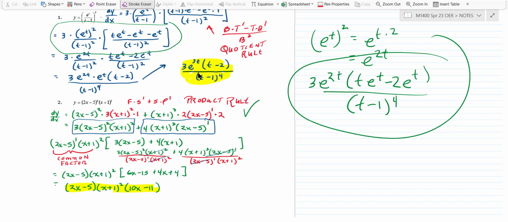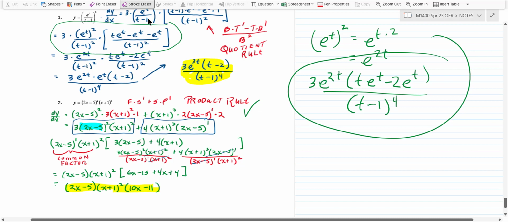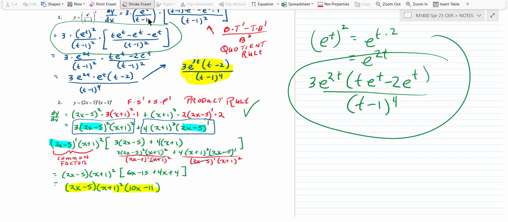Now, when I do the common factor, I like to draw a box around the two parts of the problem and then identify what's the same. What's the same is you have a 2x minus 5 and a 2x minus 5. You take the one with the lowest exponent out, like that. You also have an x plus 1 and an x plus 1. You have a second and third power. You take the one with the lowest exponent out. That's your common factor when you do that.